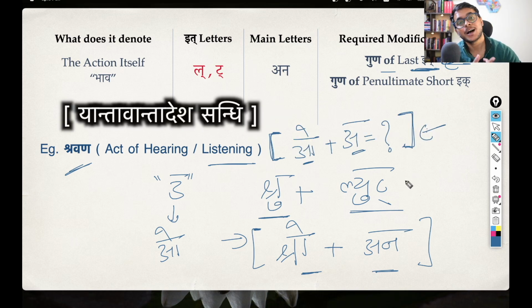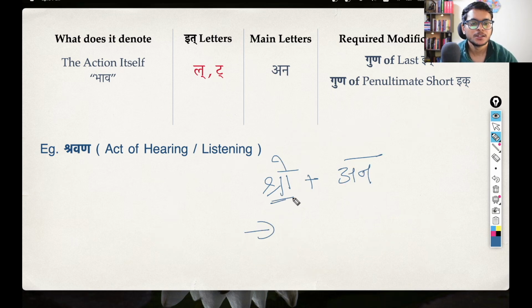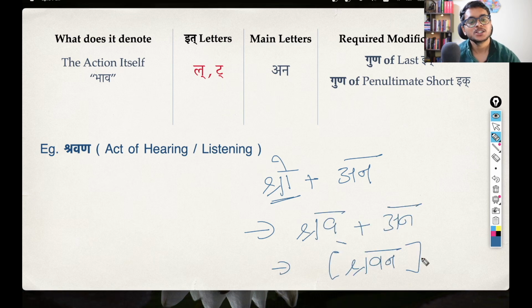So that is ayadi sandhi, also known as yanta vanta desha sandhi. If after an o you have an a, this o changes into ava. It is ayadi sandhi, again a very common sandhi. Due to this ayadi sandhi, this shro will change into shrava. And then you have this ana. So we get this pratipadika shravana.